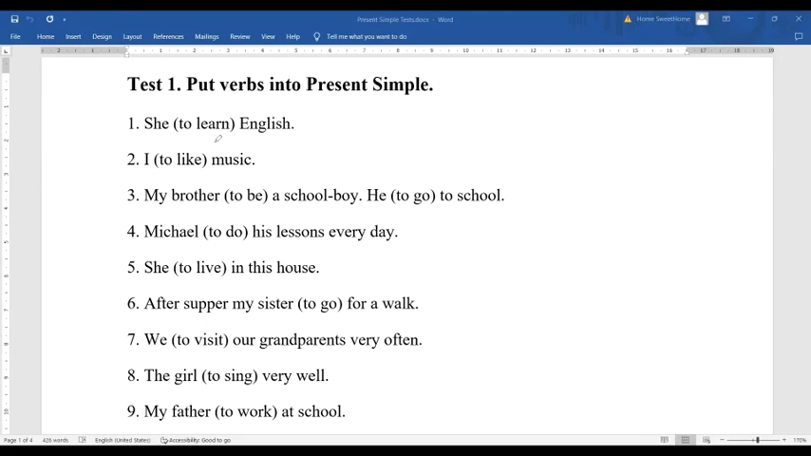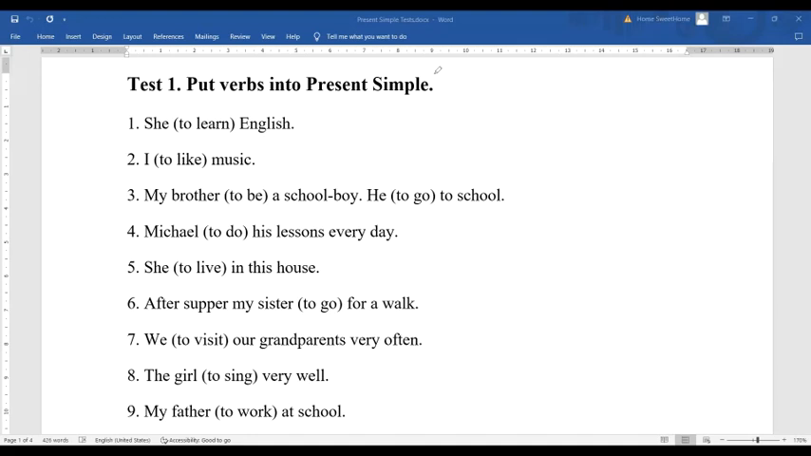Put verbs into present simple. Okay, number one. Let's look only at number one. She, verb in infinitive, to learn English. I give you 1 minute to think about this sentence. Maybe some of you already know the answer. Maybe you're right. So let's check it.